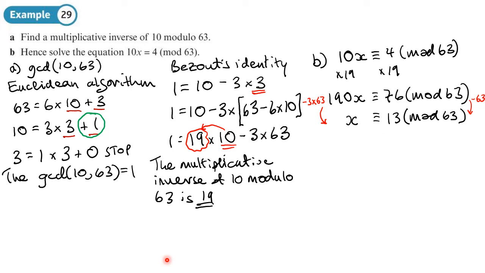Now, are there any other solutions? No, because if you add 63 to that, that's bigger than the modulus. So yeah, that would be our final solution. X is congruent to 13 under this mod 63.